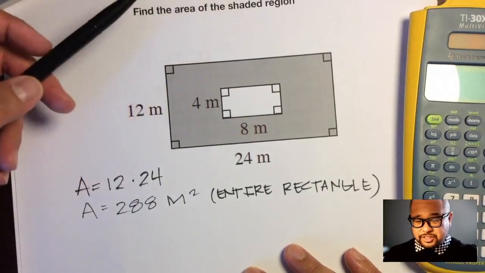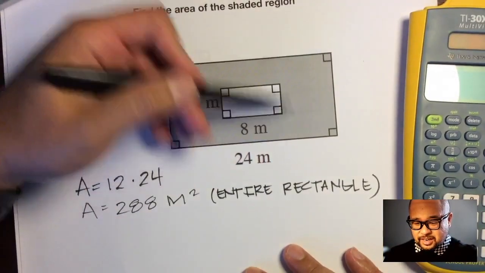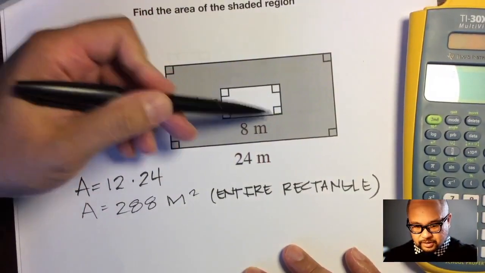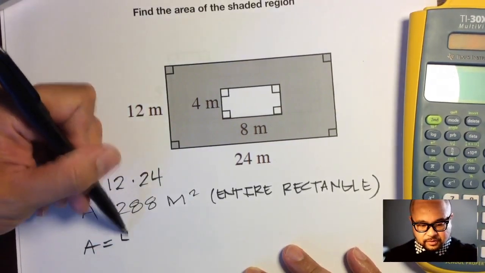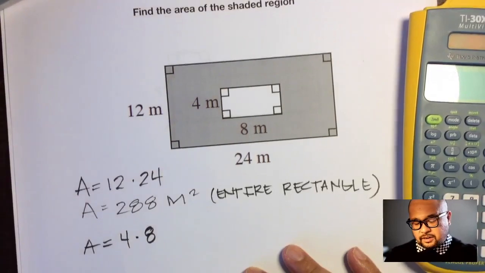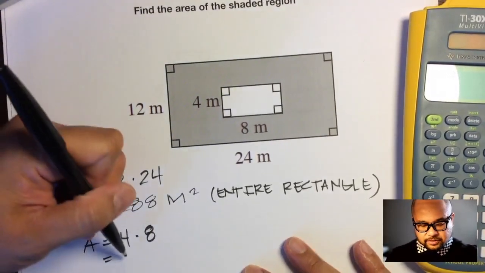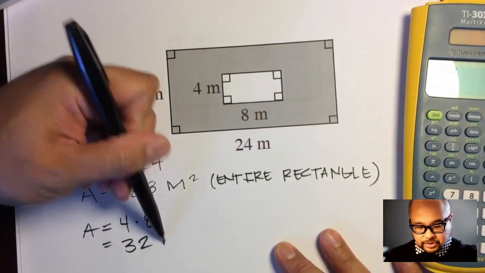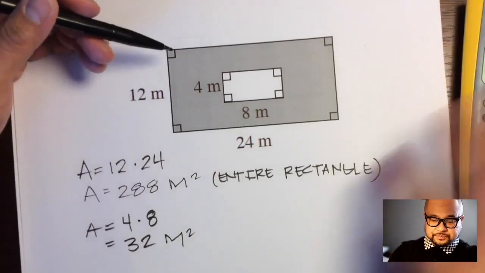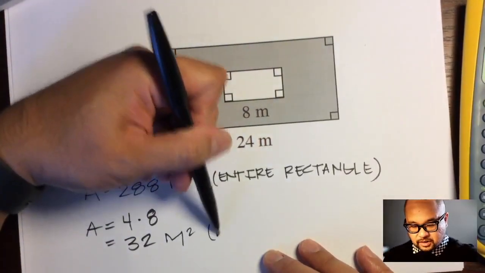But we just want the shaded region, and what's in this entire rectangle? This hole right here. So let's find the area of this hole. So A is equal to 4 times 8. 4 times 8 is 32 meters squared. Okay, and this represents the hole.